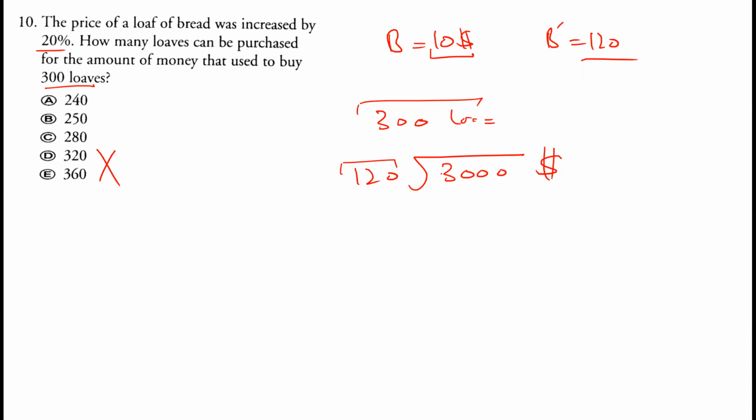Now 120 needs to be divided by 3,000 needs to be divided by 120. So 3,000 divided by 120, we cancel this out. So 300s are 300, 3 4s are.